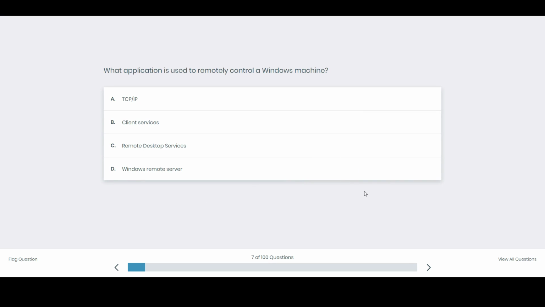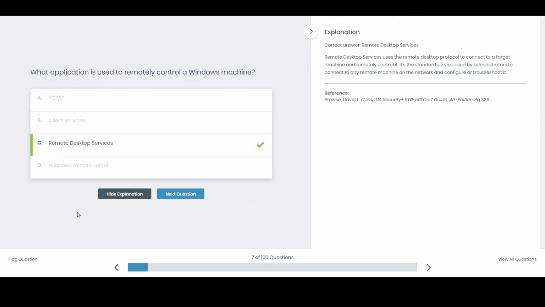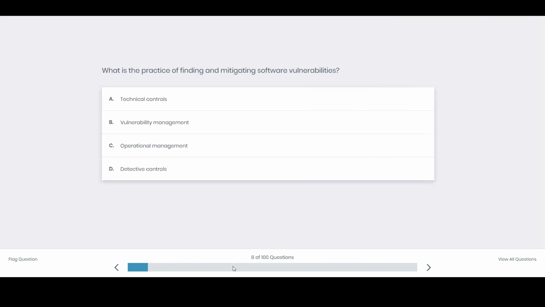All right, let's continue. What application do you use to remotely control a Windows machine? The Windows machine is going to be Remote Desktop Service, isn't it? RDS. What is an RDS? Remote Desktop Service uses the Remote Desktop Protocol to connect to a target machine and remotely control it. It's the standard service used by administrators to connect to any remote machine on the network and configure or troubleshoot. So that's the answer. Let's continue.